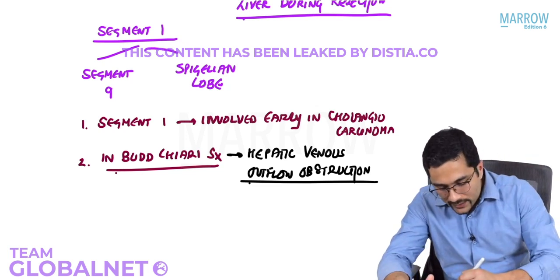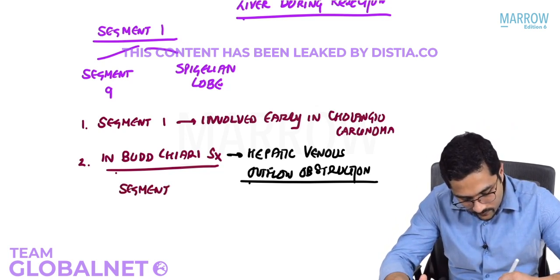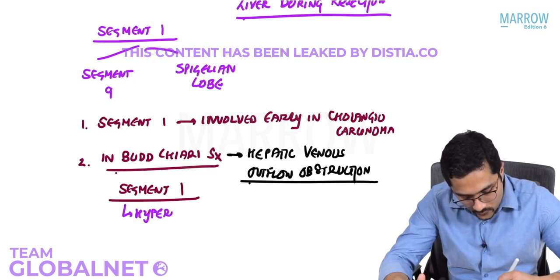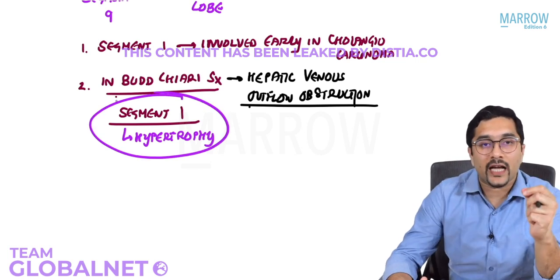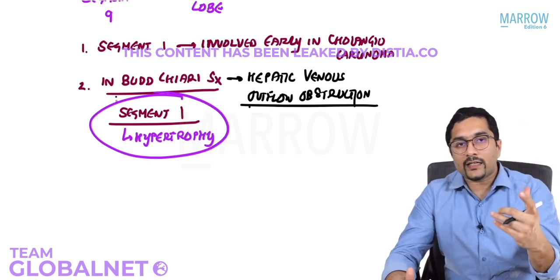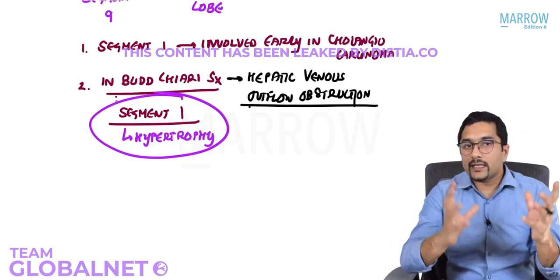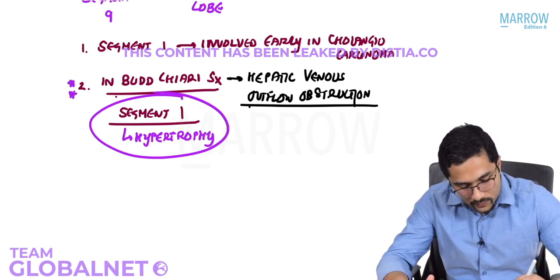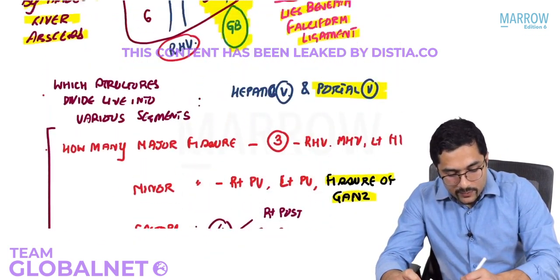But in Budd-Chiari syndrome, segment 1 undergoes hypertrophy. And why does it undergo hypertrophy? Because of the point which I mentioned here, because it has direct drainage into the IVC. This is not getting affected by this syndrome. It has direct venous drainage into IVC. That is why there is hypertrophy of segment 1 in Budd-Chiari syndrome, and this has also been asked in the exam. So this was regarding the surgical anatomy of the liver.